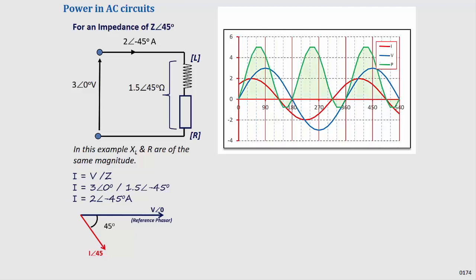So between 0 degrees and 135 degrees, both the current and the voltage are positive, so the resultant power consumed is positive and has a peak value at 67.5 degrees. Between 135 and 180 degrees, the voltage is positive but the current is negative, so the resultant power consumed is negative, with a peak value at 156 degrees.